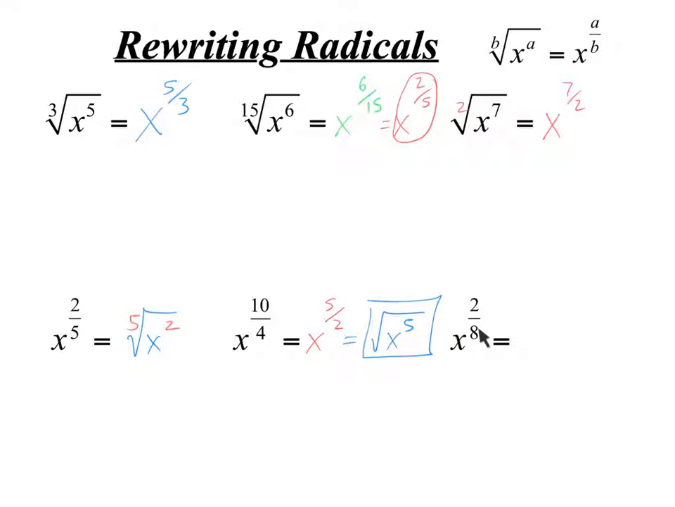Next, 2/8. That does reduce. 2/8 reduces to 1/4. All right. Now, the 4 is going to be your root. So the 4 goes there. And do I have to put a 1 there? No, you don't need the 1 there because that's kind of, again, awkward. But you could put a 1 there, but that would be your radical form.